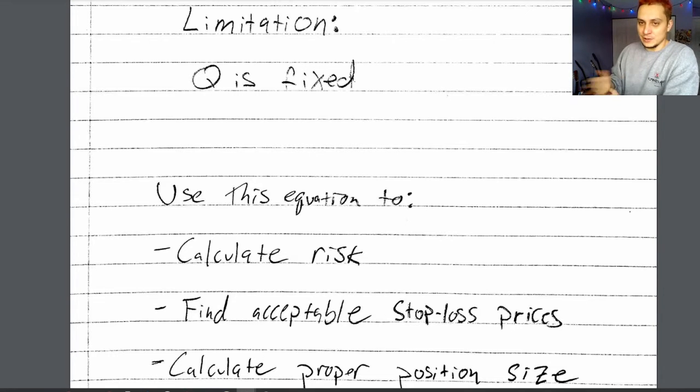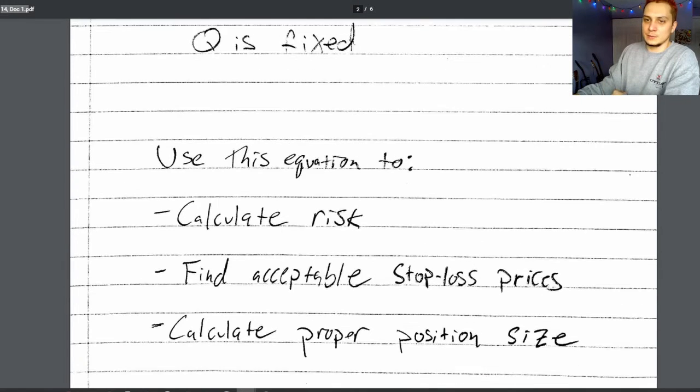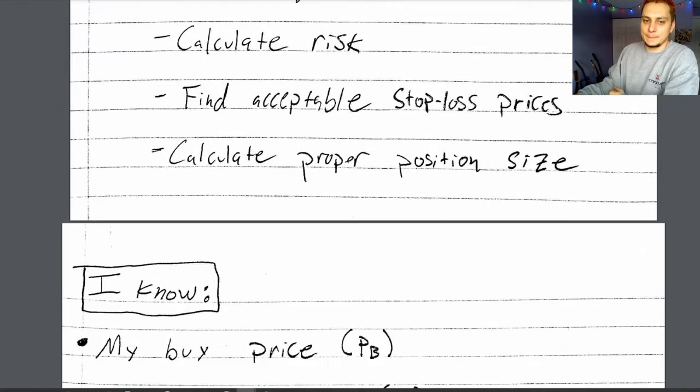That's a slightly more sophisticated risk management strategy, but that's okay. This is a very beginner intro thing to just help you start thinking about risk management and actually being able to do it in your trades. Okay, so you can use these equations to calculate what your risk is going to be, find acceptable stop loss prices, and calculate how many shares you should be trading, sizing your bets appropriately.